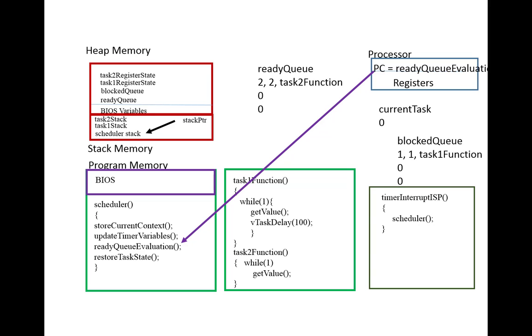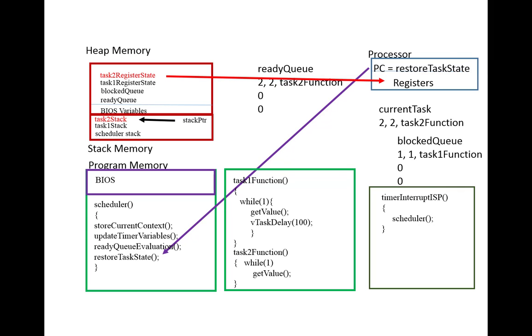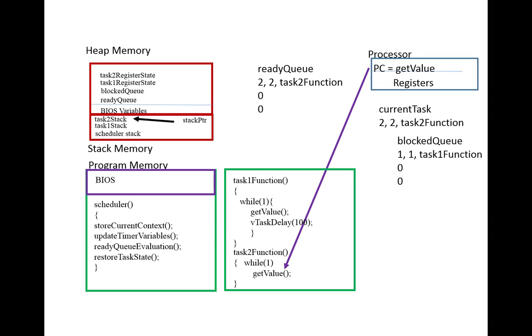Now we go back to the ready queue. What's there? Only task 2. We're going to restore its state. So we're going to bring back its register states to the processor. We're going to restore the stack pointer to the task 2 stack. And notice that we're going to go back exactly where we left off in task 2. We don't start from the start, but rather we are going to go back to right after the last command we executed when we got interrupted by our timer interrupt.